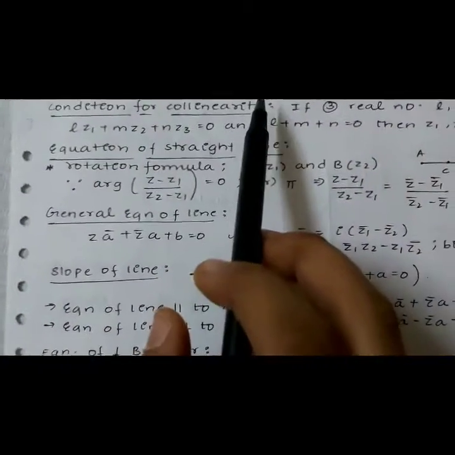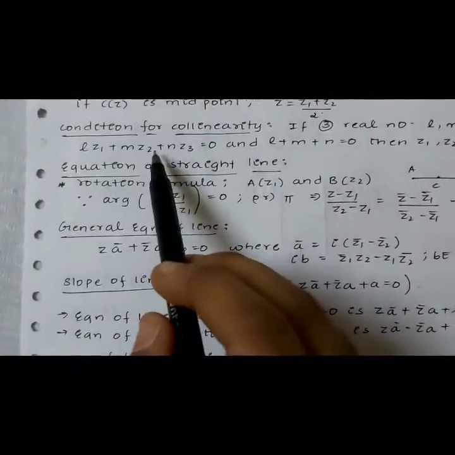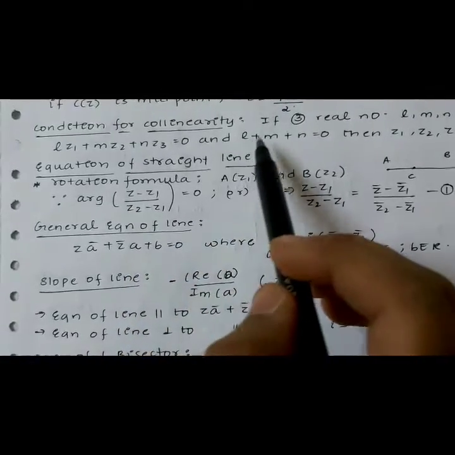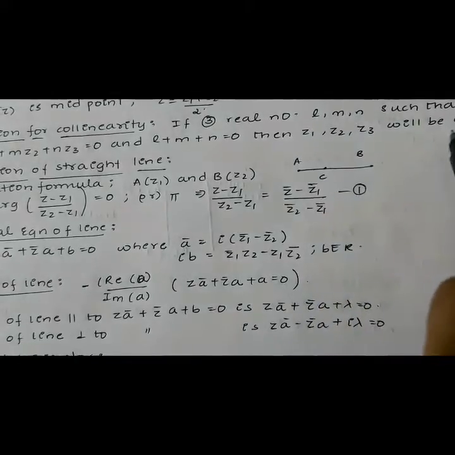Condition for collinearity. If there are three real numbers L, M, N, not all zero, such that L Z1 plus M Z2 plus N Z3 is 0 and L plus M plus N is 0, then Z1, Z2, Z3 will be collinear.